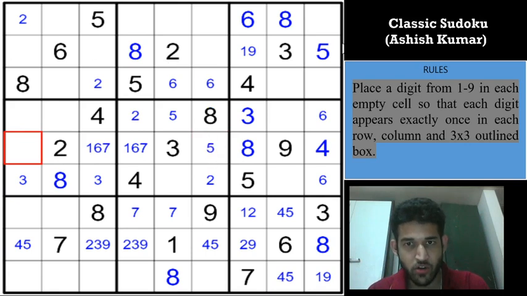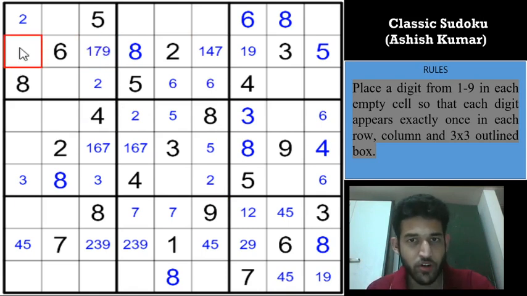Let's look at row 2 maybe. I'm just trying to look at rows which have more than 5 filled digits. 3, 5, 2, 6 and 8. Remaining are 1, 4, 7 and 9, but 9 is here. So this is 1, 4, 7. This is 1, 7 and 9, because 4 is here. And this can be all 4 candidates, 1, 4, 7 and 9.